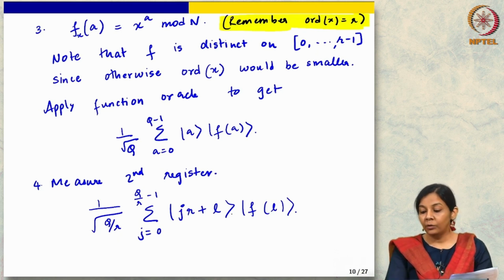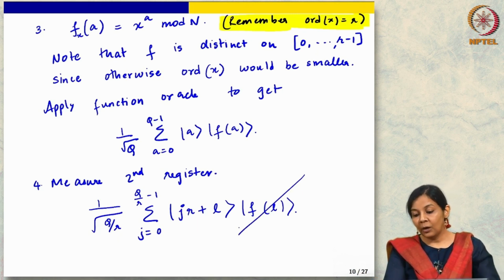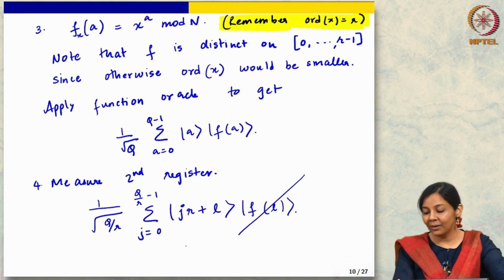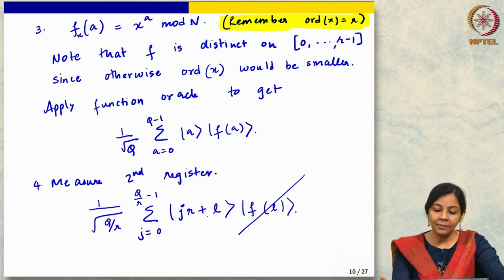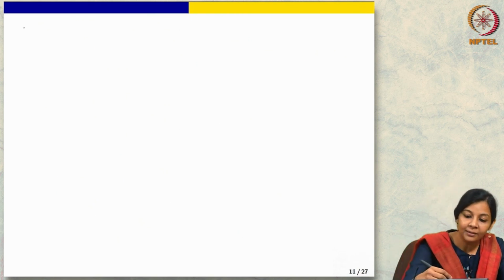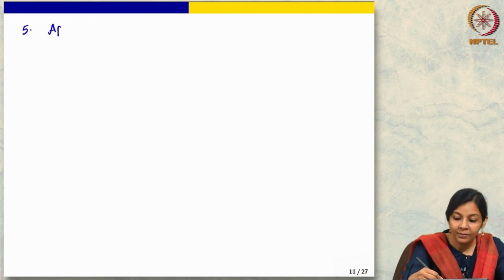Now, in general, what do we do at this point? We just throw away the second register, we do not care about that anymore. Can I measure? We cannot measure at this point, because every time we measure we will get a different L, so we will not get anything consistent. Instead, what we will now do is apply the QFT.